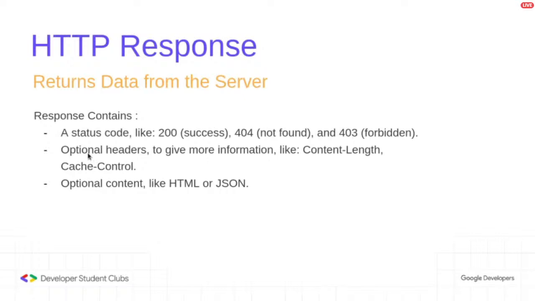All right. Optional headers to give more information like content length, cache control, etc. And optional content like HTML or JSON. So if we want to display a website, I can get the HTML data for the website back. Or if I want some JSON, I'll get JSON, like if we're working with APIs here.